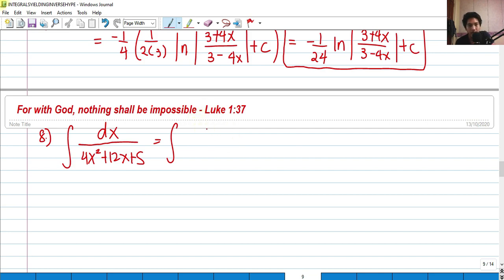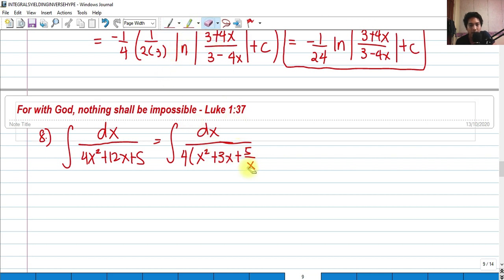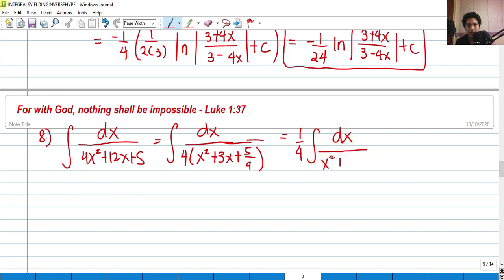to an inverse hyperbolic, that we can factor out 4 outside of this. So we have x squared plus 3x. Since this doesn't have any x, this 5 can be divided by 4, 5 over 4. So that if we distribute 4 here, it's still 5 because 4 will cancel. So this is still equal to this. So we can actually factor out 1/4 outside of the integral sign. So we have x squared plus 3x plus 5 over 4.